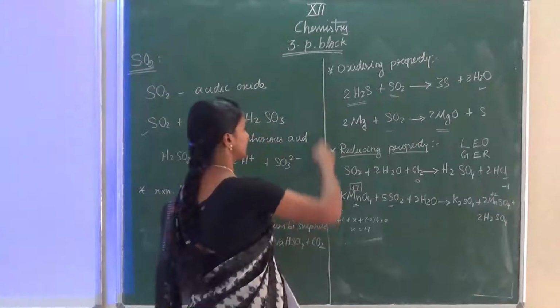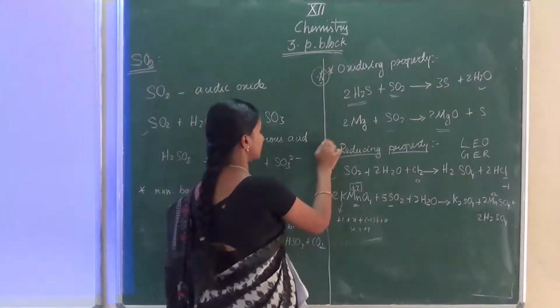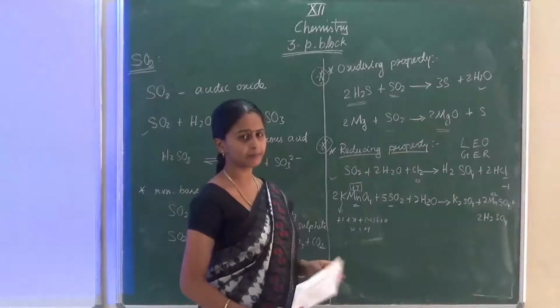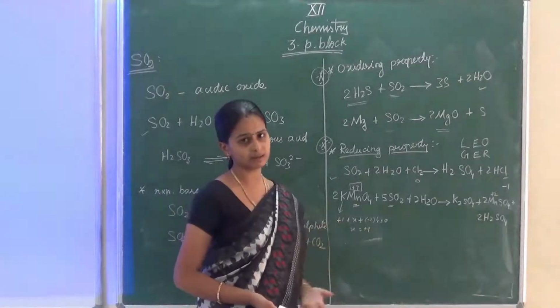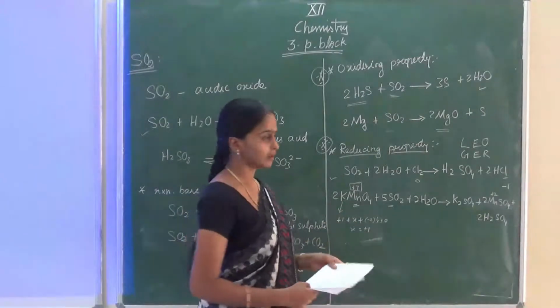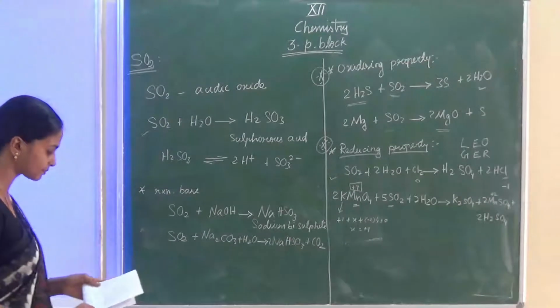It is very important because sulfur dioxide can act as both oxidizing agent as well as reducing agent. Till now we have discussed compounds that act only as an oxidizing agent or only as a reducing agent, but this has both characters. So we have to remember, just take note of it.